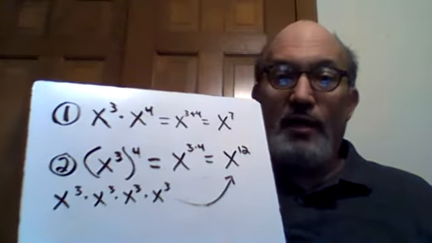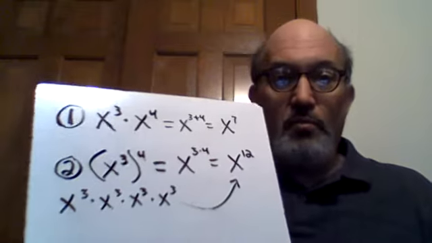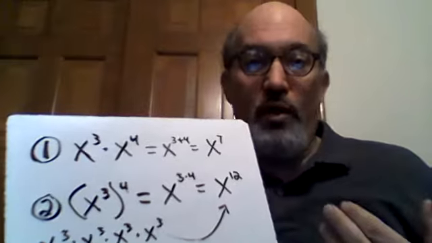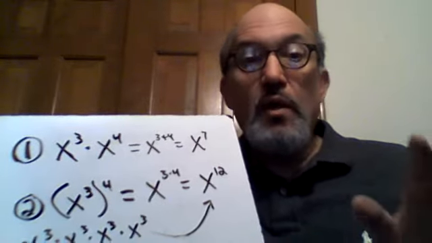It brings us to x to the 12th. So rule number 2, it's a different situation, but your understanding of it can bring you back to rule number 1. And it also should be easy to understand.